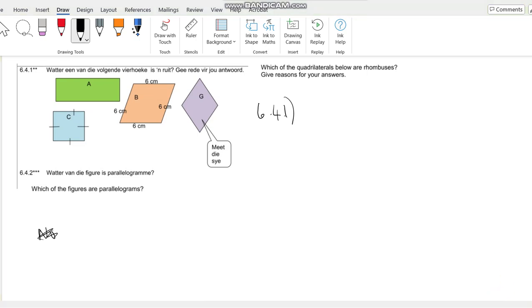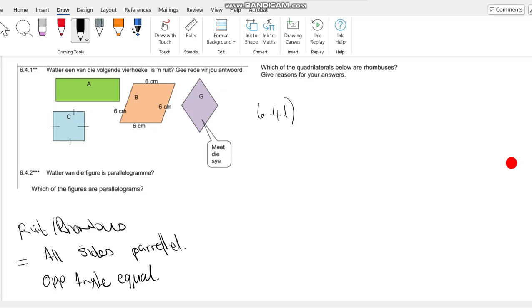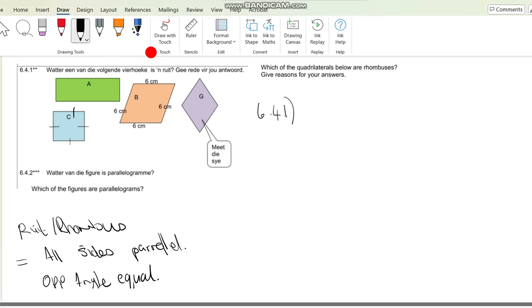Just hold on a sec. Okay, so with the ruit or a rhombus, all sides should be the same. That means the opposite side should be equal to the other. It doesn't always mean that all 4 sides should be 100% the same. And then opposite angles should be equal. So if you look at these, sorry, I misspoke there. All sides should be the same. So if you look at these, with C, they already told you that those sides are the same.